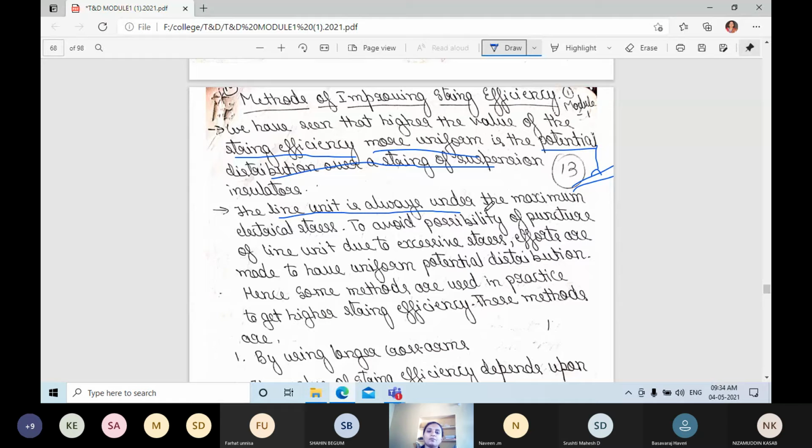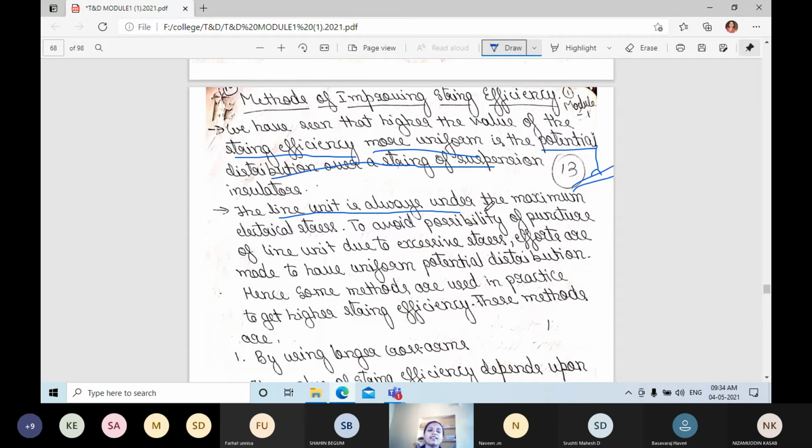To avoid the possibility of puncture of line unit due to excessive stress, efforts are made to have a uniform potential distribution. If any problem occurs, the conductor may get damaged or broken, so to avoid that possible excessive stress, they want to make a uniform potential distribution. Some methods are used in practice to get a higher string efficiency.